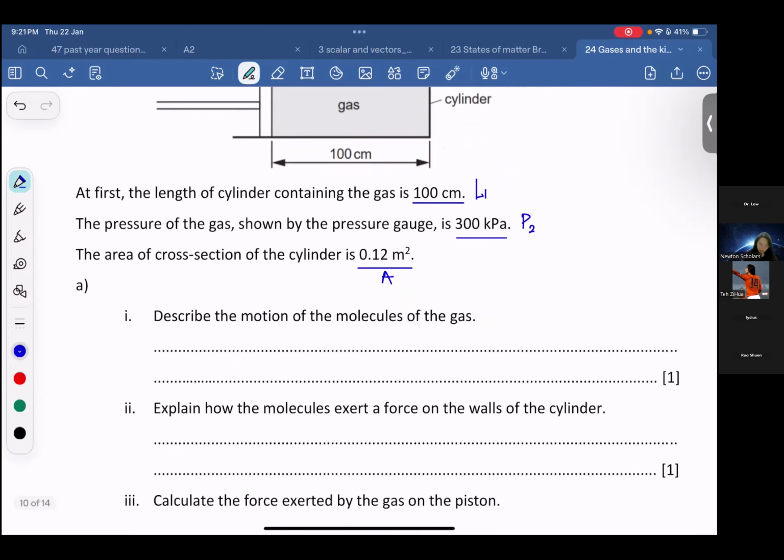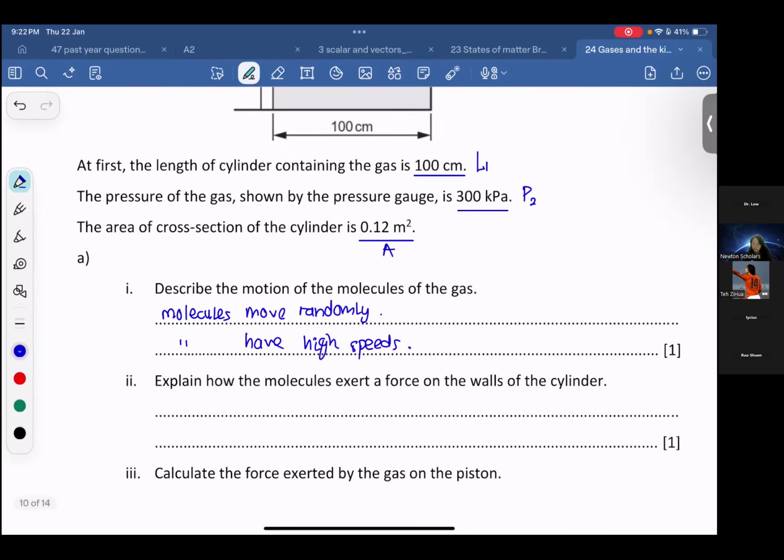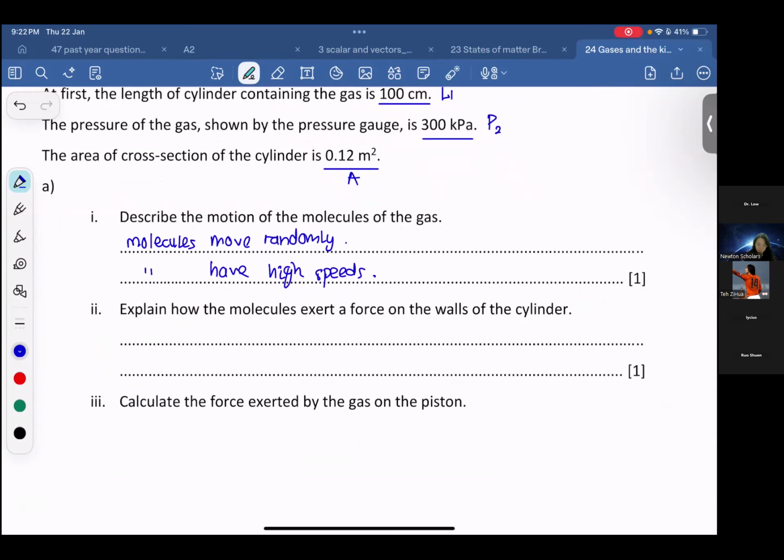Describe the motion of the gas molecules. Molecules move randomly, or we can say that molecules have high speeds. Explain how the gas molecules exert a force. Why will they have a force acting on the area?